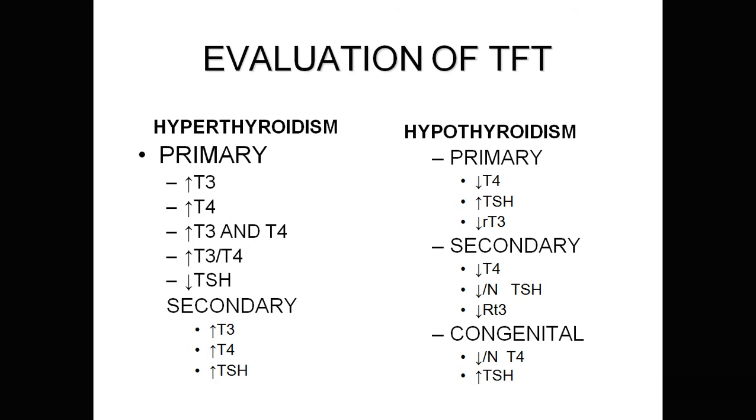Hyperthyroidism and hypothyroidism. In hyperthyroidism, if the cause is primary, meaning the cause is an intrinsic thyroid abnormality, then there is an increase in T3, T4 or both T3 and T4 level and decreased TSH level. While in secondary there is an increase in the T3, T4 level plus an increased TSH level. So in primary the TSH level is decreased, but in secondary causes there will always be increased TSH level. In hypothyroidism, there is a decreased T4 level and decreased T3 level. So here the TSH level is increased in primary.